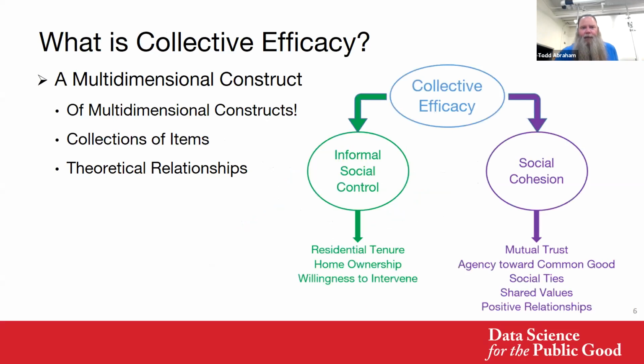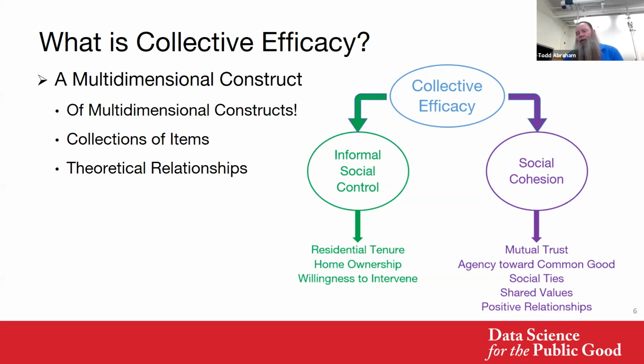Well, the next step then is defining collective efficacy. What is it? Well, it's a multidimensional construct. And it just means that it's not a single thing. There are pieces to it, much like our commuting example. It's a multidimensional construct of other multidimensional constructs. So from a theoretical perspective, collective efficacy is the combination of informal social control and social cohesion. Those things themselves are multidimensional constructs, operationalized or defined by things like residential tenure, home ownership, willingness to intervene when things are going bad in the neighborhood, community, things like graffiti, crime, loitering, those sorts of things.